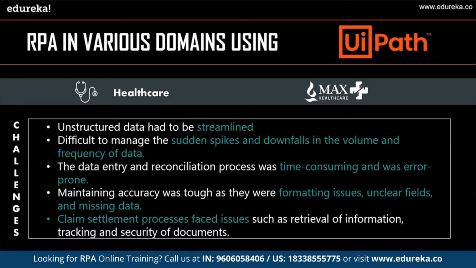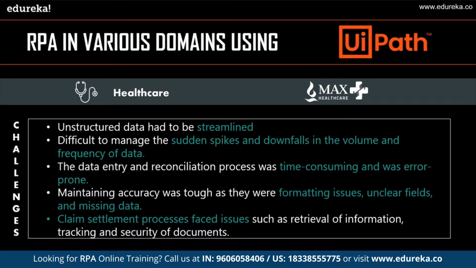Starting with the first challenge, the unstructured data had to be streamlined, and it was very difficult to manage the sudden spikes and downfalls in the volumes and frequencies of data. After that, the data entry and the reconciliation process was very time consuming and error prone, and maintaining accuracy was tough as there were formatting issues, unclear fields, and missing data. Finally, the claim settlement processes also faced issues such as retrieval of information, tracking, and security of documents.